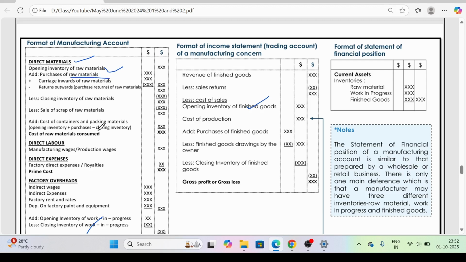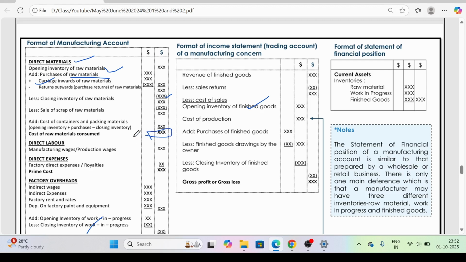So raw materials, everything we have to record here. First one is opening inventory of raw materials. Then any purchases of raw materials we have to add. Then carriage inward also we have to add. Is there any purchase return? We have to minus. Then closing inventory also we will minus. Then we will get the cost of raw material consumed.